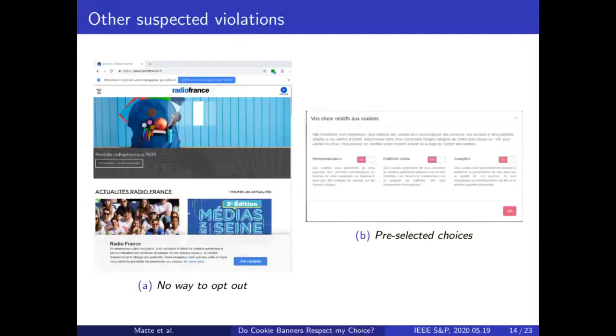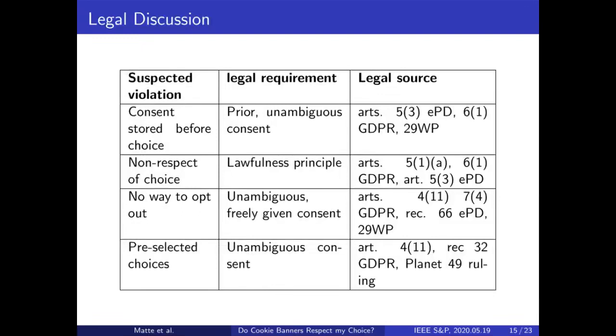We also consider two supplementary suspected violations: the first being when there is no way to refuse tracking, to opt out of tracking, and the second being when there is a way to refuse tracking, but the different purposes are all preselected by default. We back our study with a legal analysis by one of our co-authors who is an expert in law.